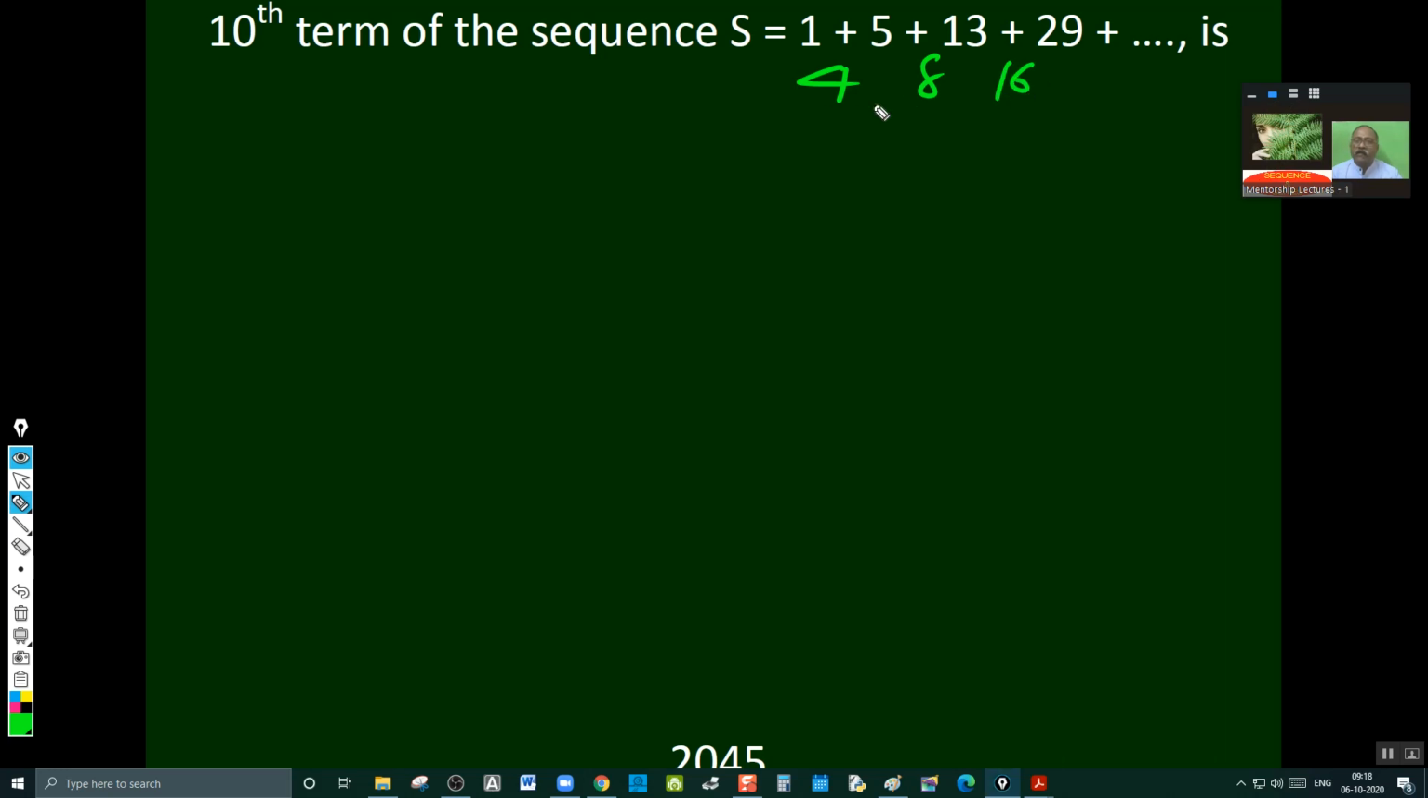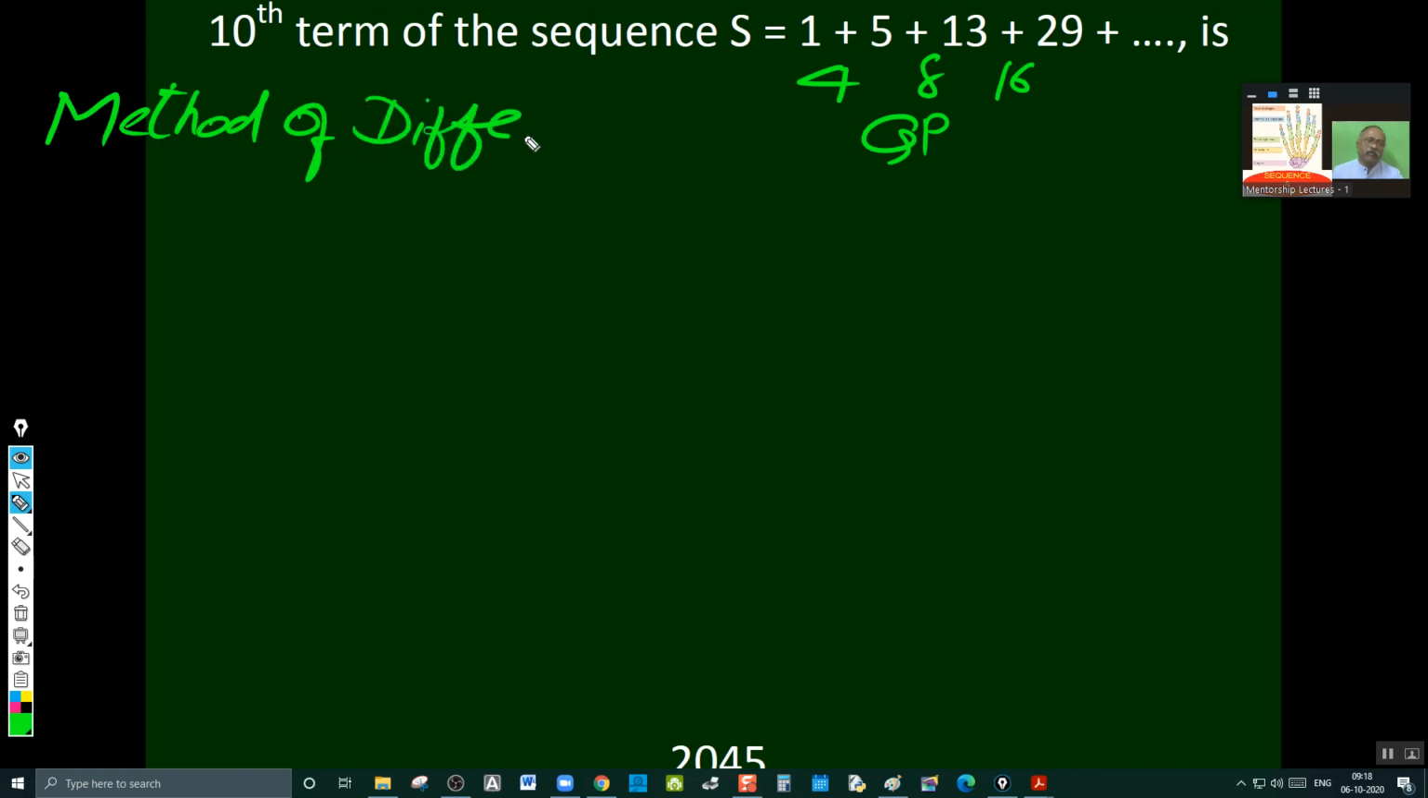आप देख सकते हैं ये GP हो गया ये. Differences are in GP. Differences may be in AP also. This is said to be the method of differences. सर एक टर्म आगे शिफ्ट करके सबट्रैक्ट कर. Method of differences. Yeah, method of differences. You can straight away apply like this.